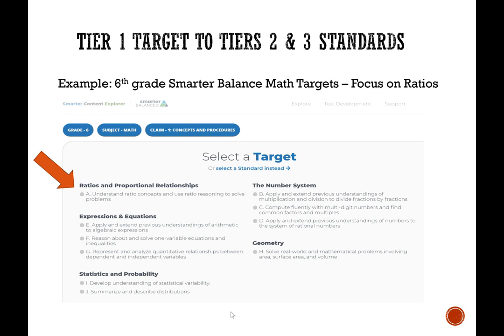So how do these targets and proficiency scales help us with Tiers 2 and 3? Let's go back to our 6th grade example again with ratio and proportional relationships. Understand ratio concepts and use ratio reasoning to solve problems. Let's say the teacher gives a pre-assessment. There are ominous signs that a student or group of students do not understand this target.